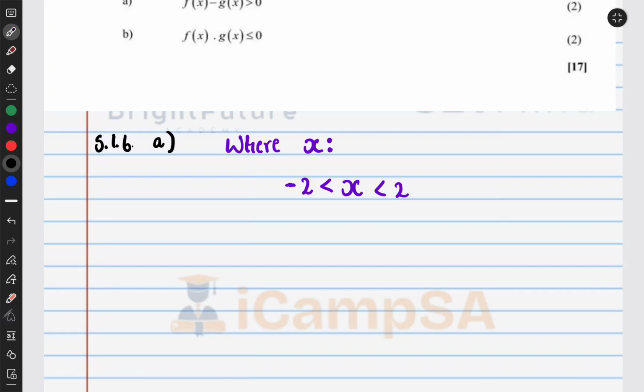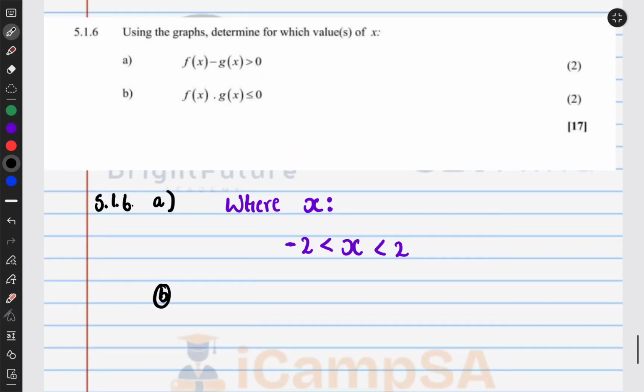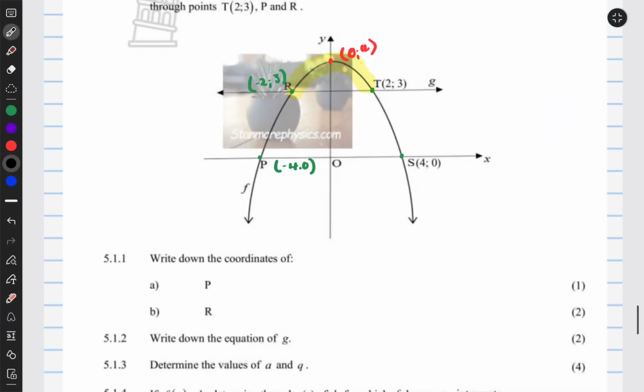And then for b, where f of x multiplied by g of x will be less than or equal to 0. So we're looking for a negative or a 0 number. So we're looking for when they are opposite. So from p to x, both are above the x-axis, so they are both positive, therefore they will give us a positive number.